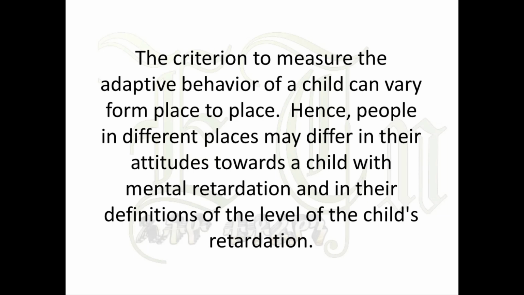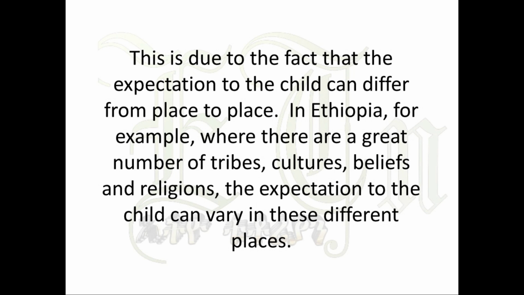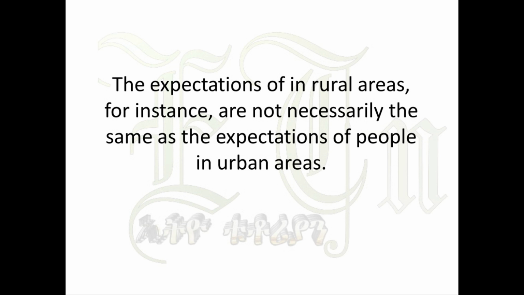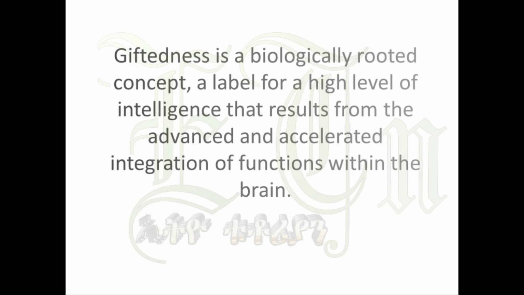The criterion to measure the adaptive behavior of a child can vary from place to place. Hence, people in different places may differ in their attitudes towards a child with mental retardation, and in their definitions of the level of the child's retardation. This is due to the fact that the expectation of the child can differ from place to place. In Ethiopia, for example, where there are a great number of tribes, cultures, beliefs and religions, the expectation of the child can vary in these different places. The expectations in rural areas, for instance, are not necessarily the same as the expectations of people in urban areas.